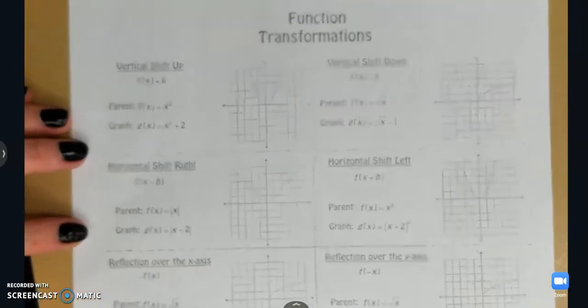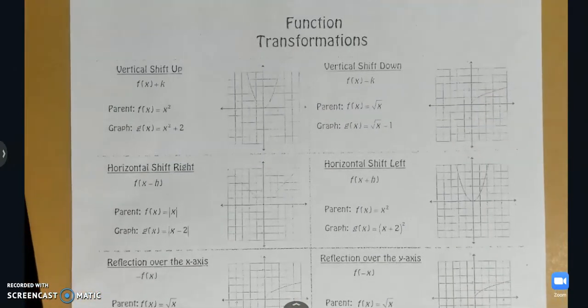Okay. Moving on to function transformations. So there is the parent function PowerPoint in Canvas for you to view, but there's different transformations that we can make to not just our parent functions, but other functions as well. That is shifts up and down or left and right. We can reflect over the x or y axis. We can stretch it and shrink it vertically, and we can stretch it and shrink it horizontally. So let's take a look at what each of those looks like.